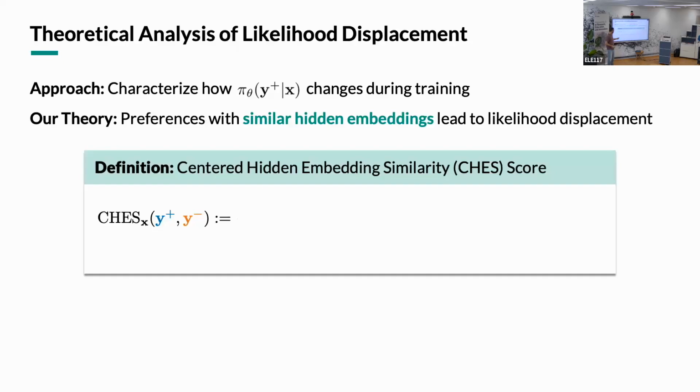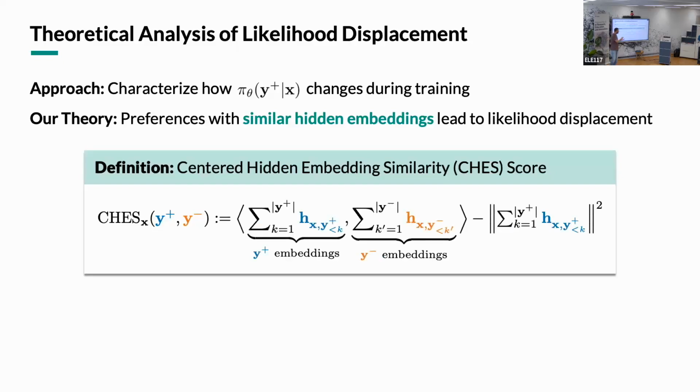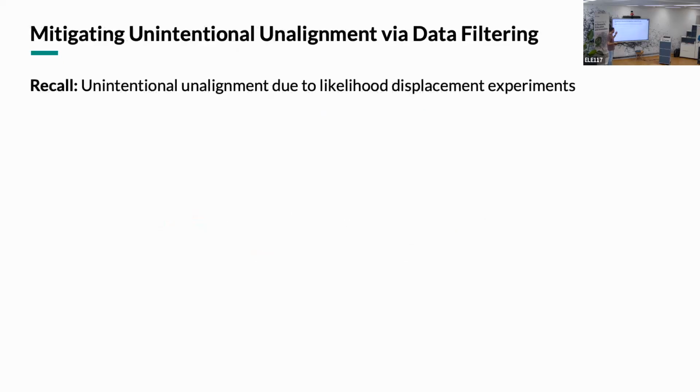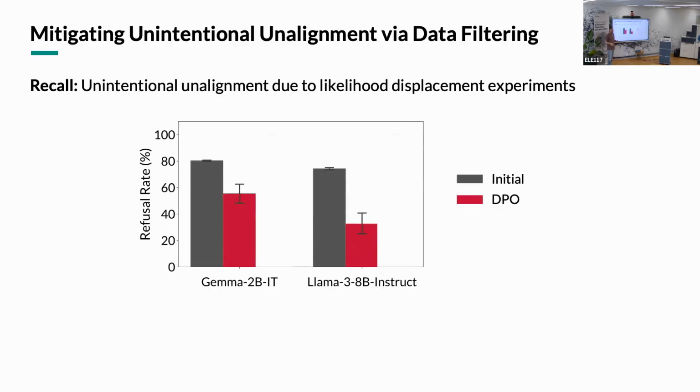This is a score: you give it a prompt and 2 responses, y plus and y minus, and it depends on the hidden embeddings that the language model produces for these responses. The exact form is not super important. You don't really have to parse this. What you need to know is that it depends on the hidden embeddings, and it is very efficient to compute. You just need a forward pass through your model. The nice thing now is that once you have this similarity score, we can go back to our experiments and maybe try to filter out examples with a high score, and only train on examples that have a low CHESS score.